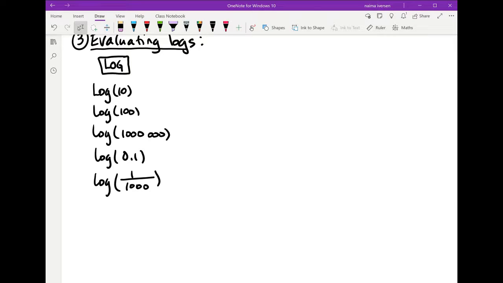Okay, so what we do is we find that log button on your calculator. And if you have a regular calculator, just go log 10 equals, and we should get 1. If you go log of 100 equals, we should get 2. And log of 1,000,000 gives 6. Log of 0.1 will be -1. And log of 1 over 1,000, use the brackets, is going to be -3.